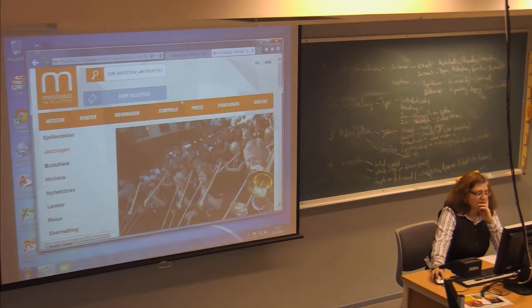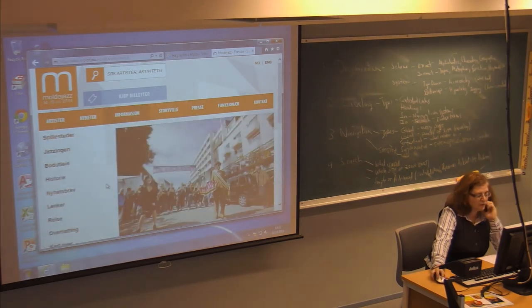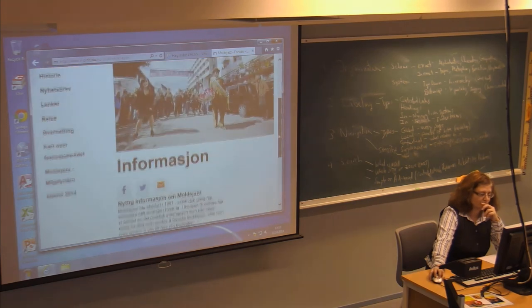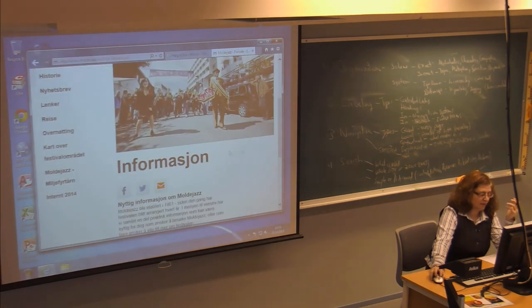Was this part of the press or the information? I don't even remember. Okay, information. So these are not on the whole site. They're just what you get when you press information. You also have icon links, like Facebook and Twitter. Right, these are icons, exactly. They seem to use a very large font for their top headers, and then the same font throughout the site.